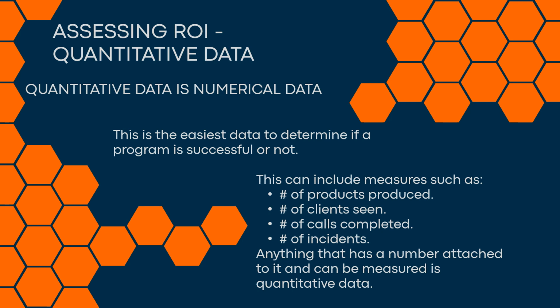Assessing ROI: quantitative data. Quantitative data is numerical data. This is the easiest data to determine if a program is successful or not. This can include measures such as the number of products produced, the number of clients seen, the number of calls completed, or the number of incidents.